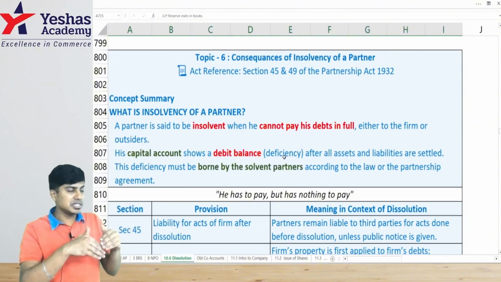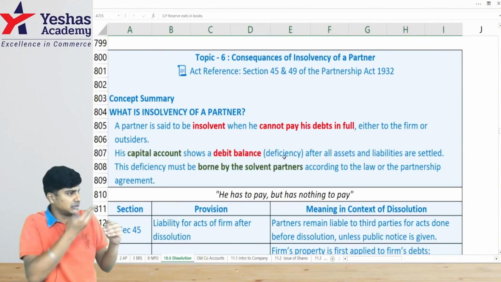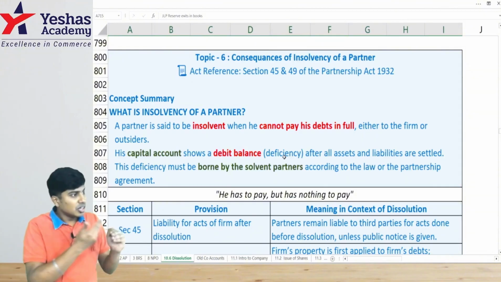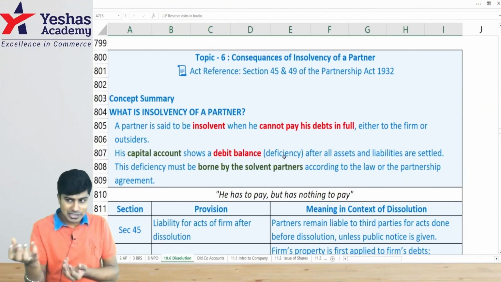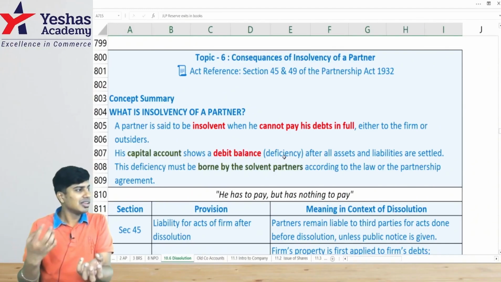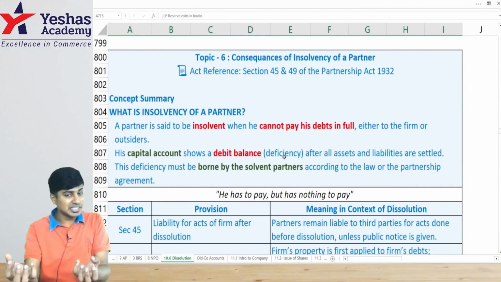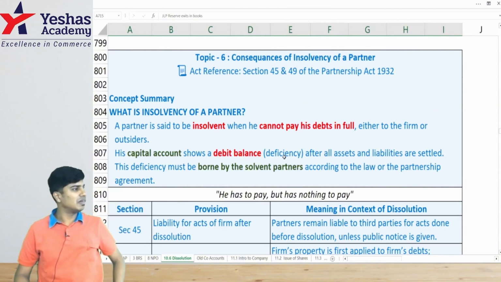Capital becoming negative means capital has a debit balance. A partner has to pump in cash to make his capital good. But to bring in cash, he has to sell personal assets. If he sells his personal assets, they are not sufficient to pay his personal liabilities. Then we call a partner insolvent.